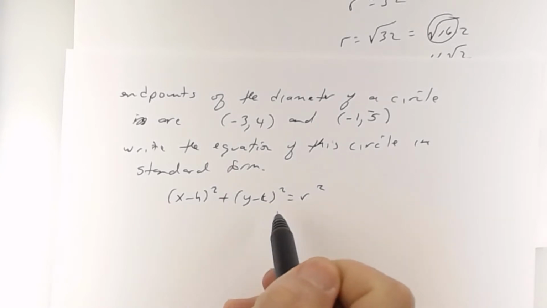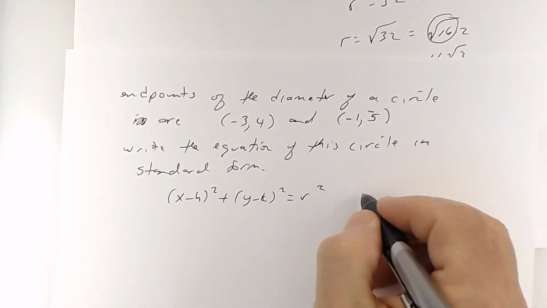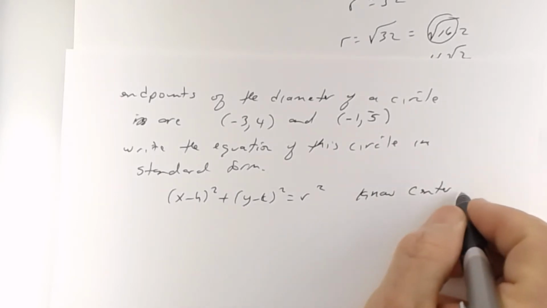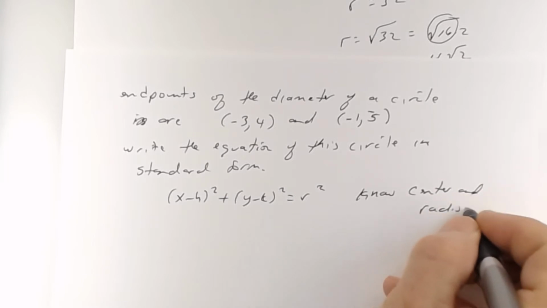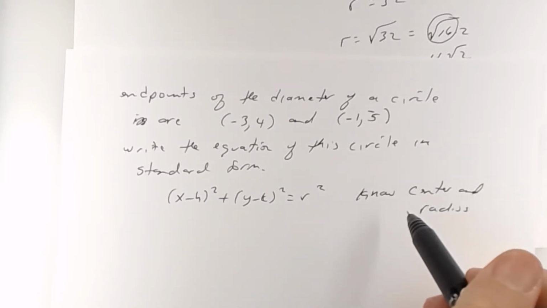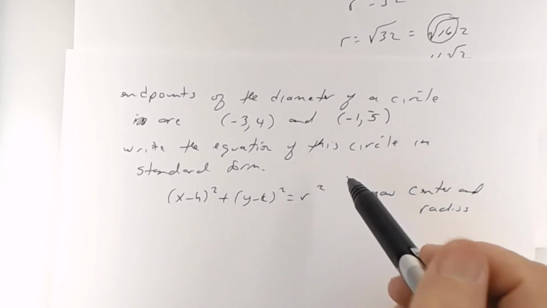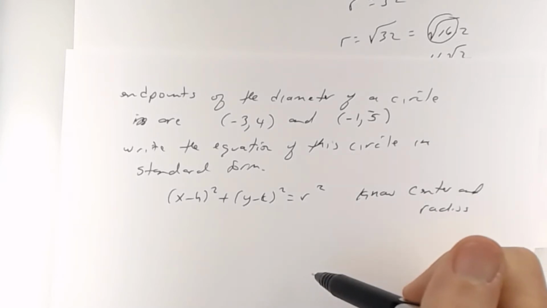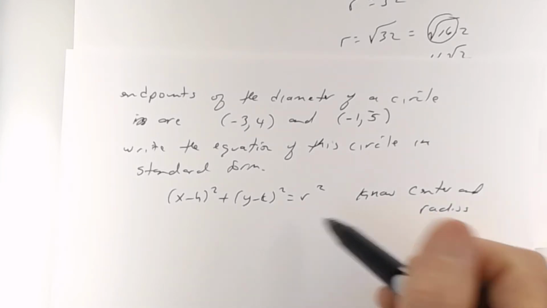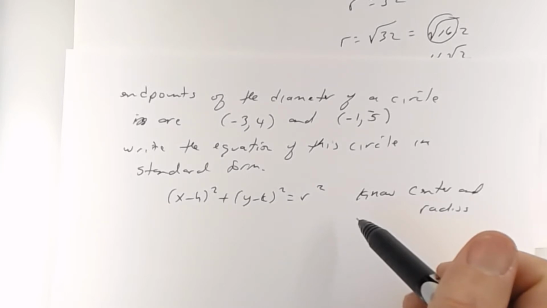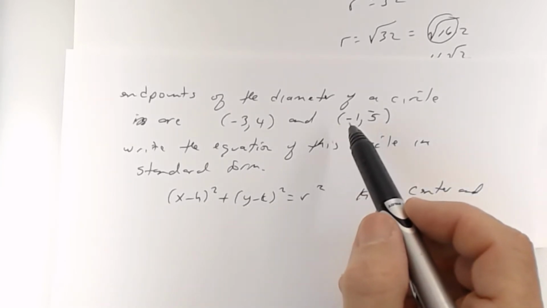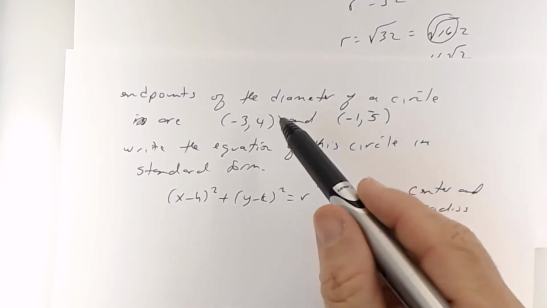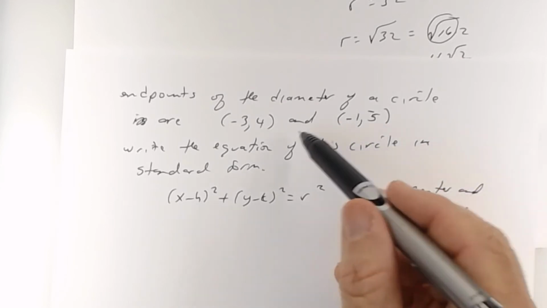And in order to use this, you need to know 2 things. What 2 things must you know? You have to know the center and the what? And the radius. That's what you have to find. So in both cases, I don't know any of them. All I know is that these are the endpoints of the diameter of a circle. So how can I find the center? All right, so remember the diameter goes through the center, right? So if I can find the midpoint of this segment, then that's the center.